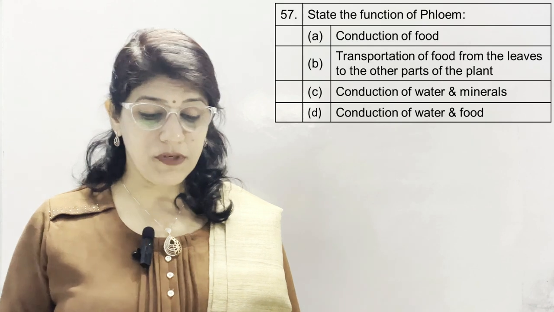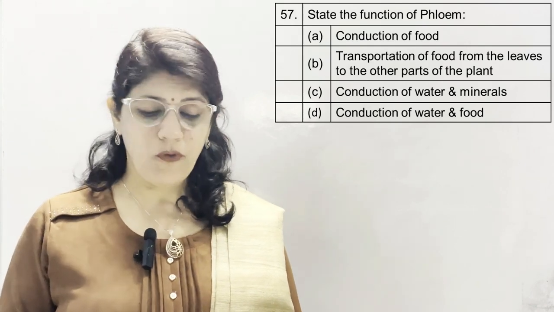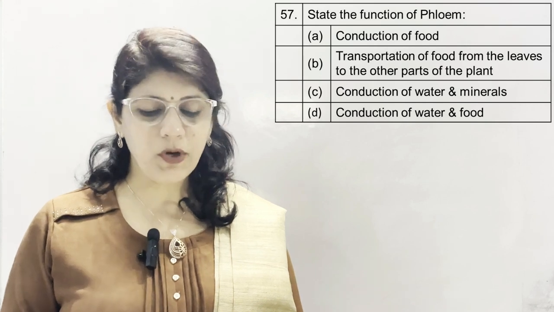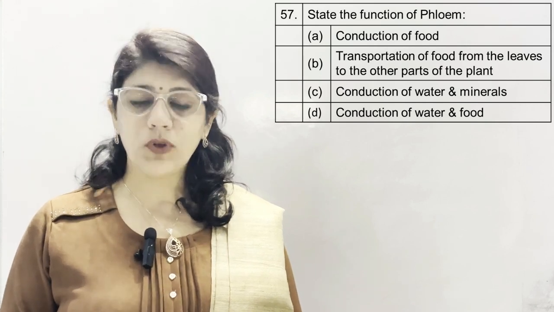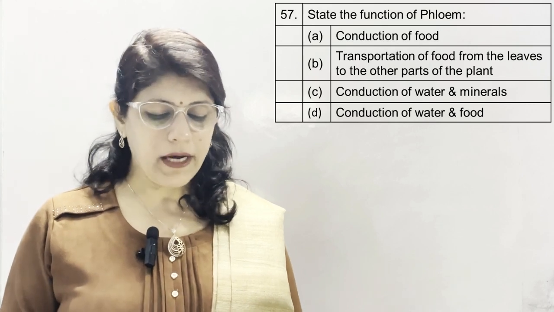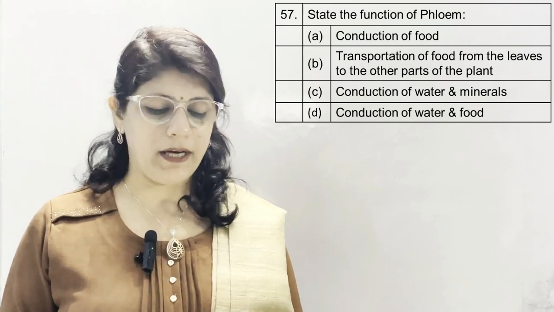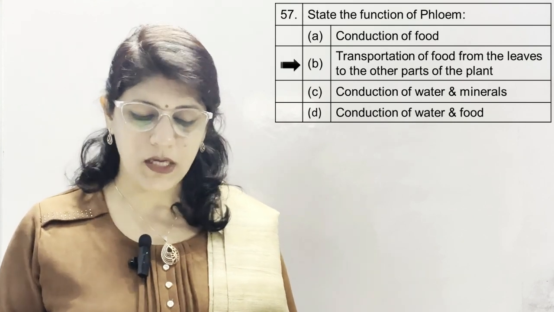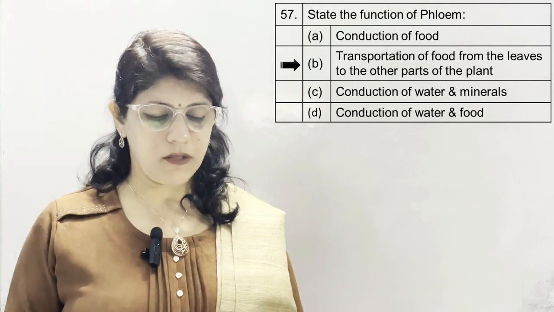In question number 57, state the function of phloem. A option conduction of food, B option transportation of food from the leaves to the other parts of the plant, C conduction of water and minerals, and D conduction of water and food, and the correct option is B, which is transportation of food from the leaves to the other parts of the plant.